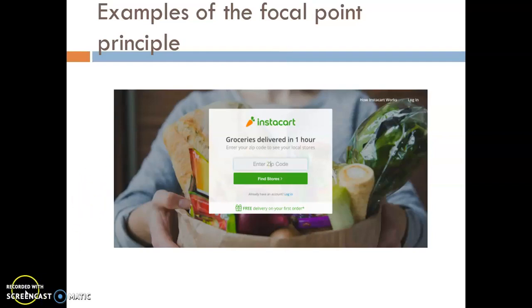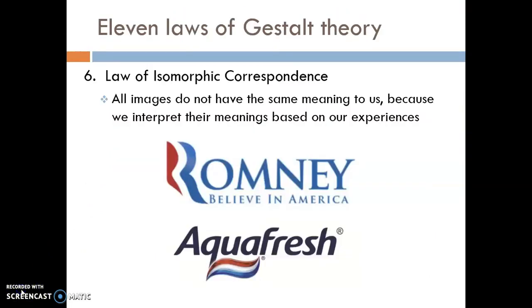Okay, number 6 of the laws of the Gestalt theory is the law of isomorphic correspondence, which is that all images do not have the same meaning to us because we interpret their meaning based on our experience.